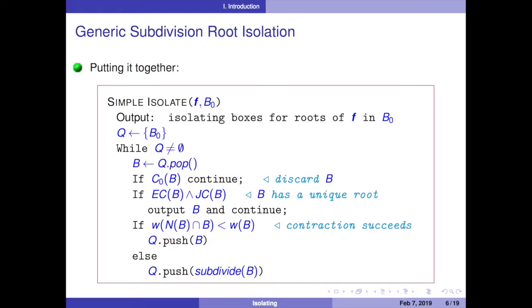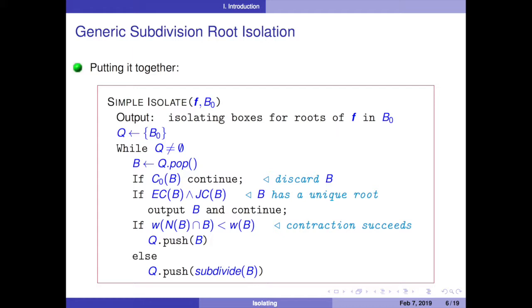So here's a very simple isolation algorithm, generic, just based on these abstract operators. You begin with a cube with an initial box, and there's one main loop, that's it. While the cube is not empty, pop one of the boxes, check the C0 exclusion predicate. If this exclusion predicate succeeds, continue. Continue means go back to the pop and go back to the cube. That's equivalent to discarding the box. I'm not interested. No roots there. I can throw it away.